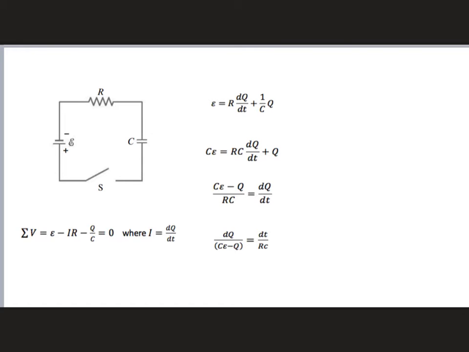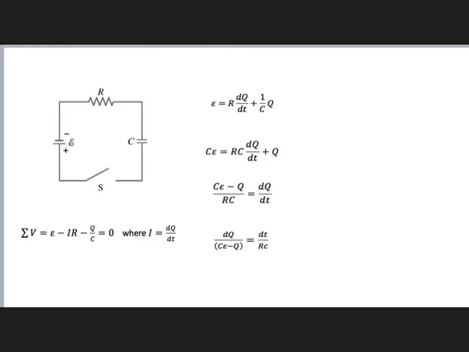We also know that as the current goes through the resistor, there's going to be a voltage drop V equals IR, or that's just simply Ohm's law. So that gives us all the voltages in the circuit. We have the EMF, we have the voltage drop across the resistor, and we have the voltage drop across the capacitor, and the sum of all those voltages has to be equal to 0. That's basically just conservation of energy.